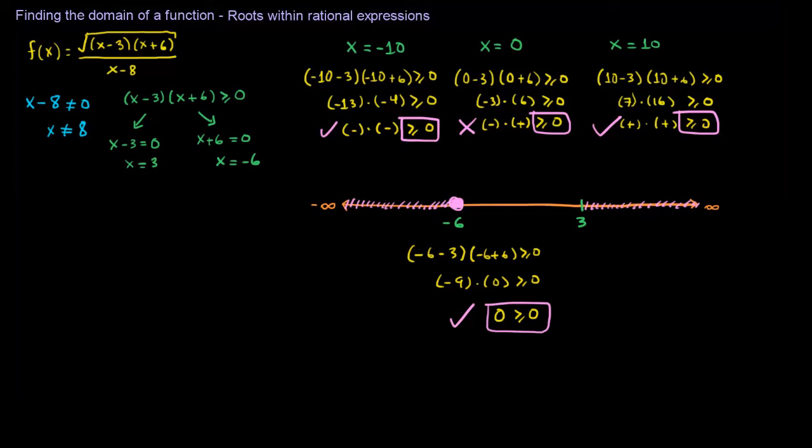Now I'm going to do the same thing with the 3. I'm going to substitute it here. So we get 3 minus 3 times 3 plus 6 greater or equal than 0. We get a 0 times a positive 9, so again 0 is greater or equal than 0. Yes, it is. So we include positive 3 in the solution.